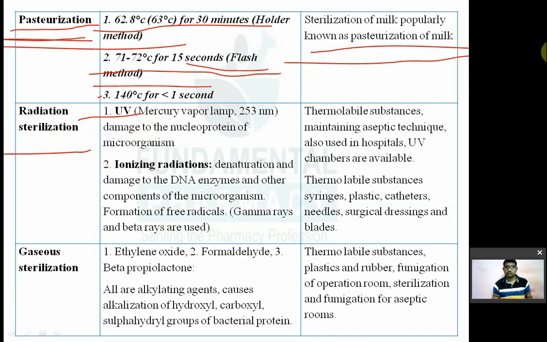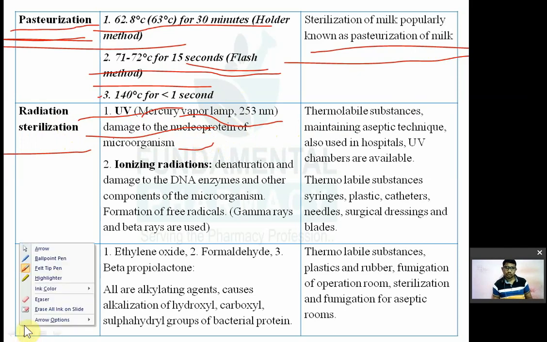So mercury vapor lamp is used to produce the UV rays that will emit the UV rays at 253 nanometer UV. Now what is the mechanism of UV rays? It will damage the nucleoprotein of the microorganism. तो आपको डीएनए के डैम जो माइक्रोबियल का डीएनए है उसको डैमेज करता है कौन? यूवी. दैट इज द मैकेनिज्म. So what is the mechanism? It will damage the nucleic acid.